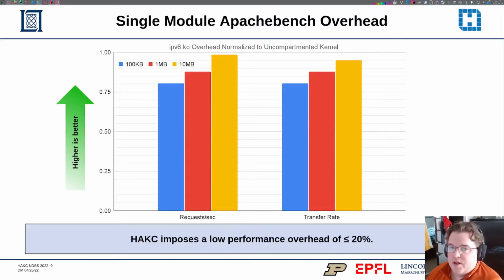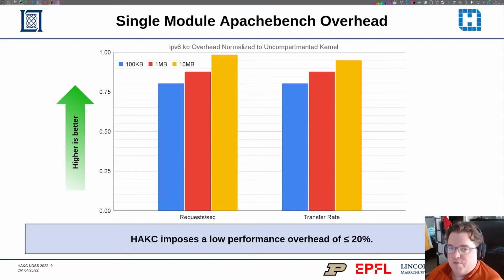This chart plots the requests per second and transfer rate the compartmentalized IPv6 module achieved normalized to the uncompartmentalized kernel. The overhead ranges from 2% to 20%. The highest overhead comes when transferring the smallest file. This is because establishing a TCP connection involves a lot of HAKC checks, but once the session is established, transferring the file is relatively simple.